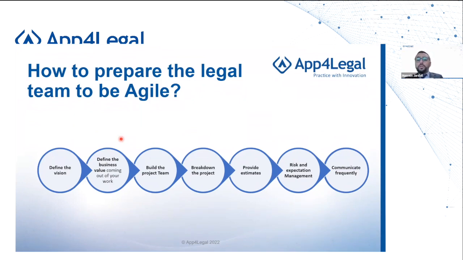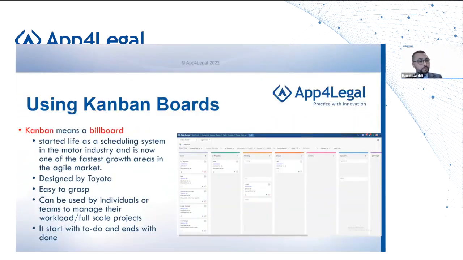Break down the project, provide estimates, risk and expectation management, communicate frequently what is happening on the level of this project. These are the seven steps that you should basically adopt whenever you say, I want to be more agile when it comes to management.